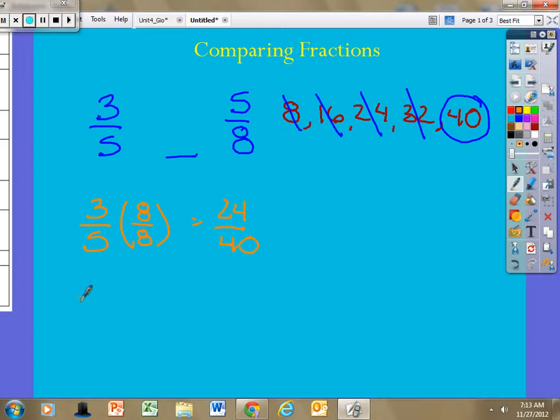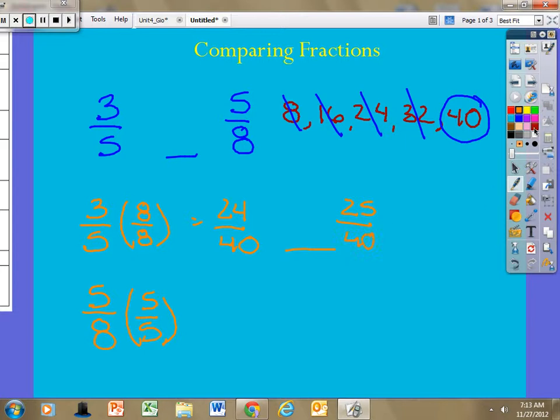Now I'm going to do the same for 5/8. I'm going to take 5/8, rewrite it down here. Now, what did I multiply 8 by, the denominator by, to get 40? Well, I multiplied by 5. So I'm going to multiply both numerator and denominator by 5. 5 times 5 is 25.